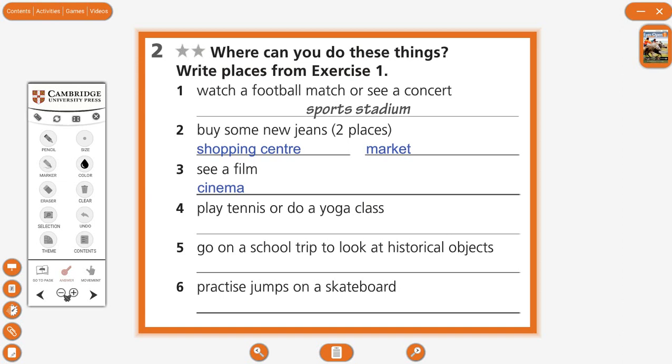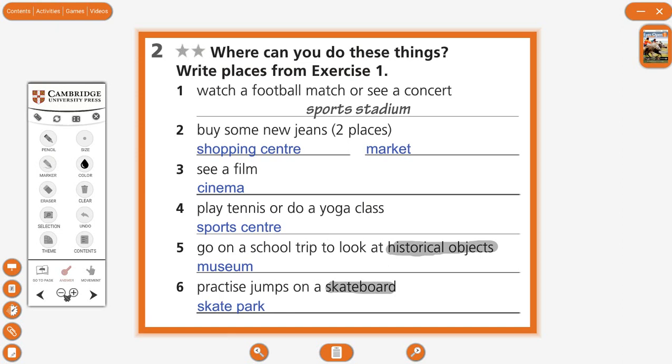Play tennis or do yoga class. Where do we play tennis or do yoga class? Sports center. And go on a school trip to historical objects. Look at historical objects. This is our tip about the places. So we have to say museum. Practice jumps on a skateboard. This is skateboard. That means practice jumps on a skateboard. We should say skate park.